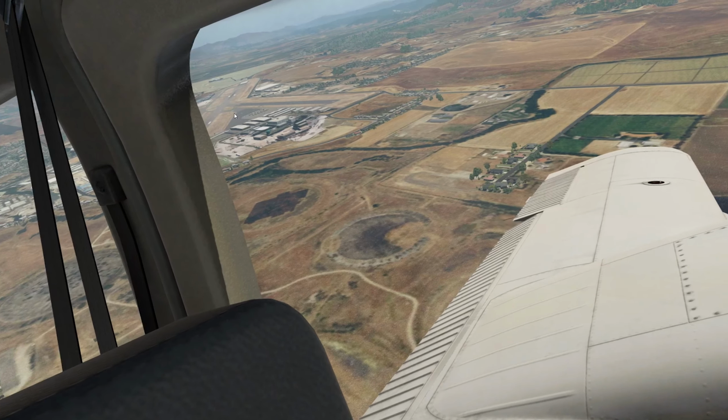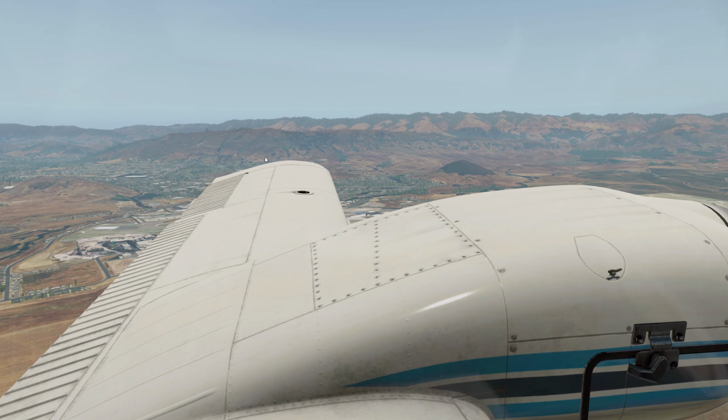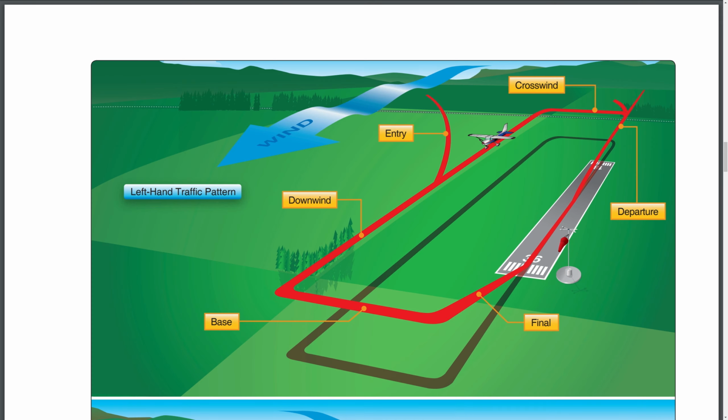You might not know much, if anything, about traffic patterns, so we'll go over how to fly a traffic pattern safely in this video. Traffic patterns are laid out at airports to make the traffic flow in a safe manner. As you can see in this drawing, it looks almost like a racetrack. If not otherwise stated, all turns after takeoff must be done to the left. That is called a left-hand traffic pattern, as you can see.